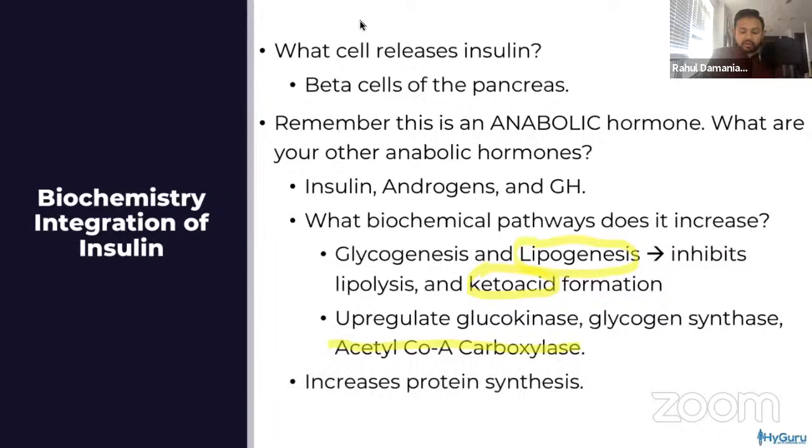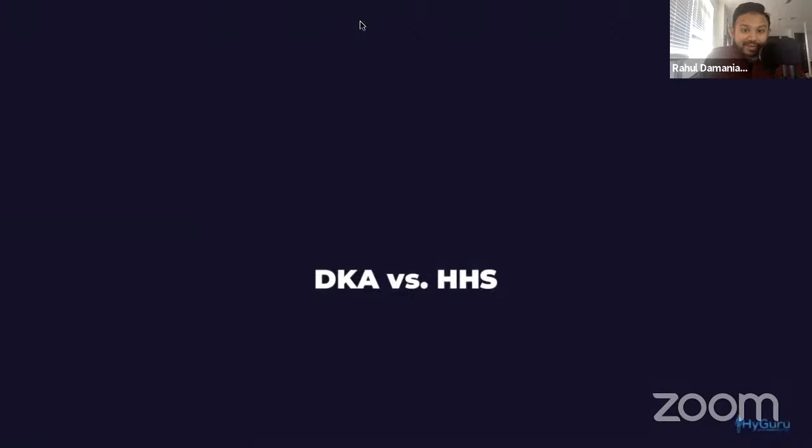Speaking of insulin, let's go ahead and finish our last three concepts, and that is going to be related to DKA. Then we'll shift to a rapid review of endocrine pharm, and then we will end with aldosterone disorders.